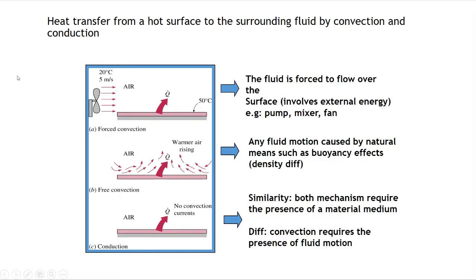This is the heat transfer from a hot surface to the surrounding fluid by convection and conduction. For A, forced convection, the fluid is forced to flow over the surface and it involves external energy, for example a pump, mixer or fan. For B, free convection, any fluid motion is caused by natural means such as the buoyancy effect and density difference. So you can see here, there's no pump, no mixer, and no fan. This is only the natural air.